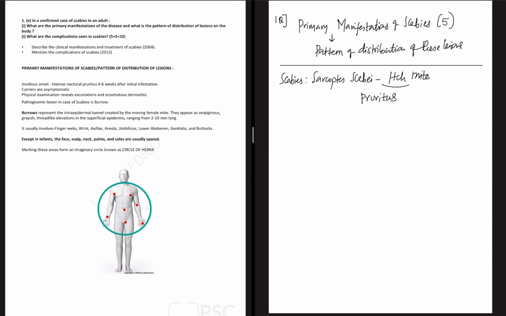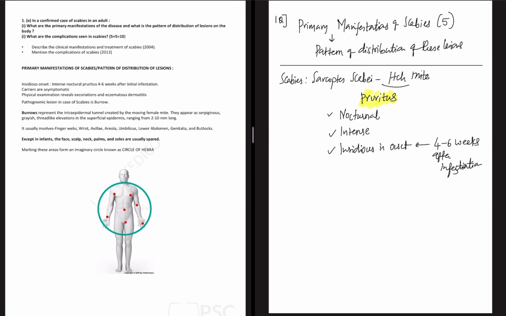When I talk about pruritus or itching, you need to know what type of itching it is. Is it nocturnal or diurnal? Nocturnal, mainly in the night times. Any itching or any pain aggravates or is present more in the night times, and this is intense and it is not sudden in onset, it is insidious in onset. It takes around 4 to 6 weeks after infestation for manifestation. Parasite is an infestation, not infection.